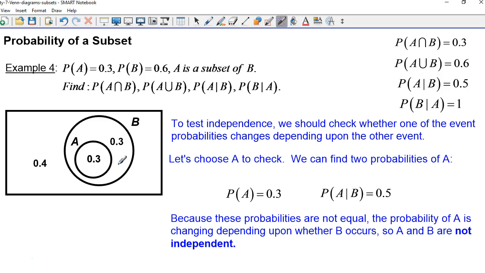And as far as independence, to test independence, we should check whether one of the event probabilities is changing depending upon the other event. So let's choose A to check. We can find two probabilities of A. We'll find the probability of A, and we'll find the probability of A given B. Right, well, the probability of A was given in the problem. That was 30%. And the probability of A given B, we computed earlier. The probability of A given B was 50%. So since those two probabilities are not the same, it means the probability of A seems to depend on the probability of B. So we would have to say that A and B are not independent events.